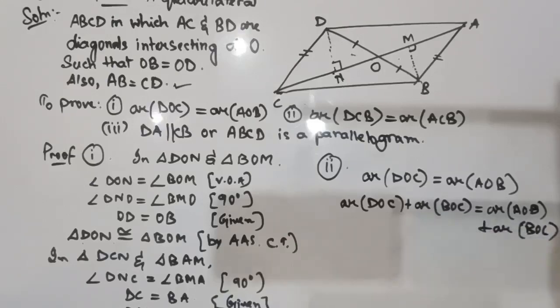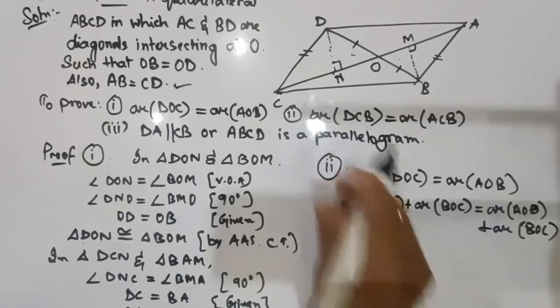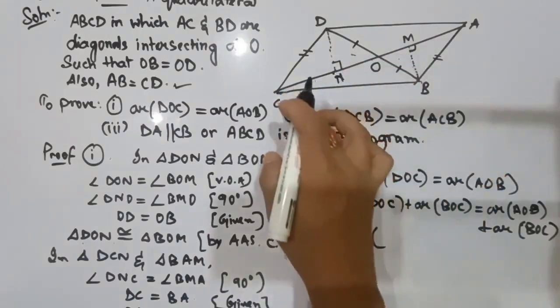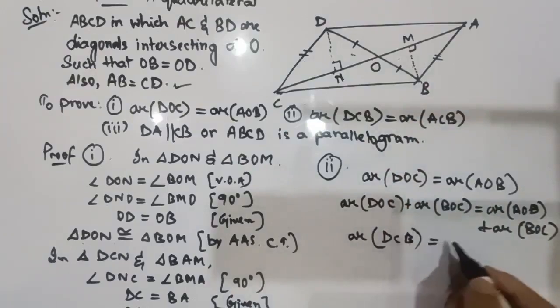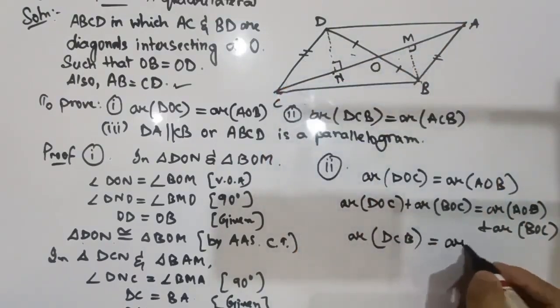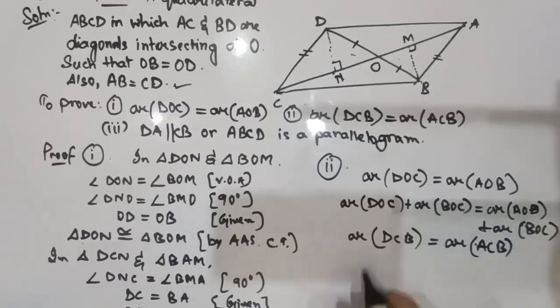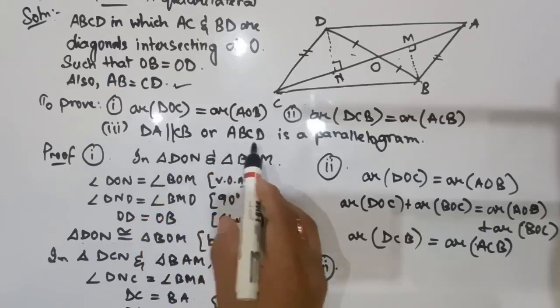So if we add the area of triangle BOC to both the sides, if we closely observe the figure, area of triangle DOC plus area of triangle BOC, we will get area of triangle DCB. And also if we add area of triangle AOB plus BOC, we will get area of triangle ACB. So we have proved the second part. Now let us come to the third part, that is we have to prove DA is parallel to CB or ABCD is a parallelogram.